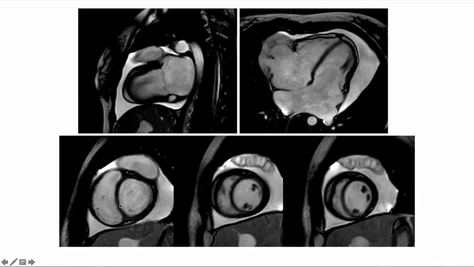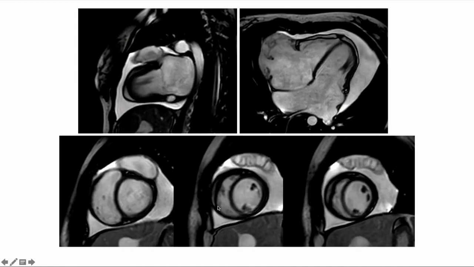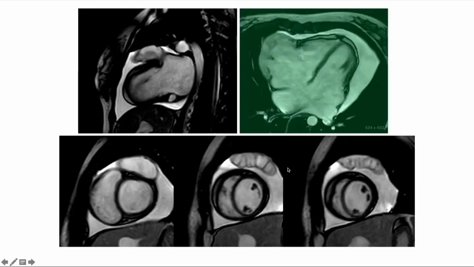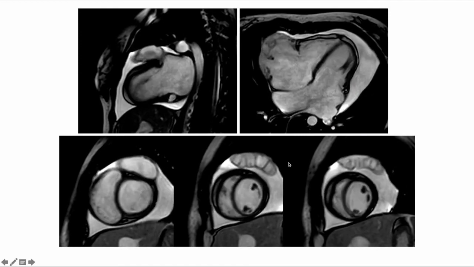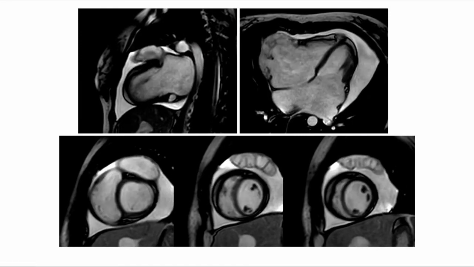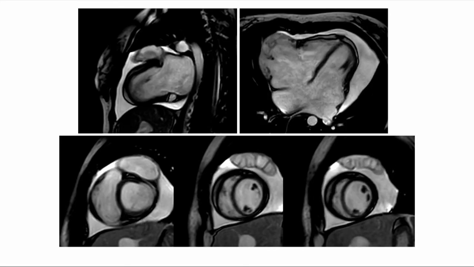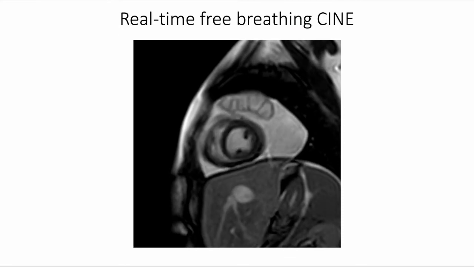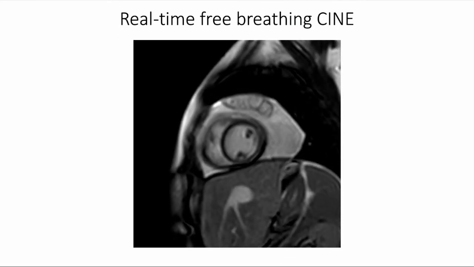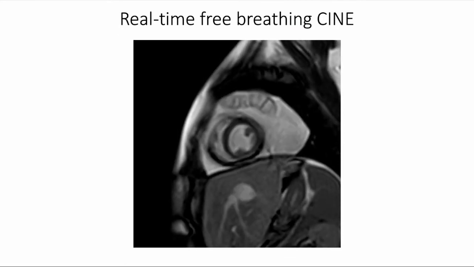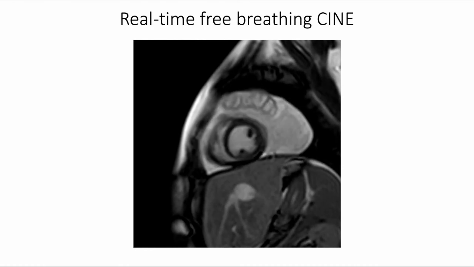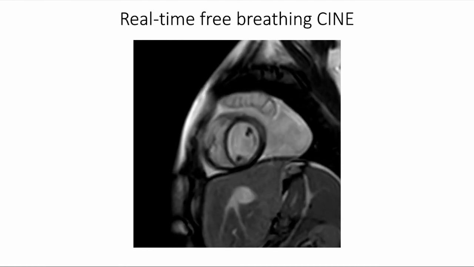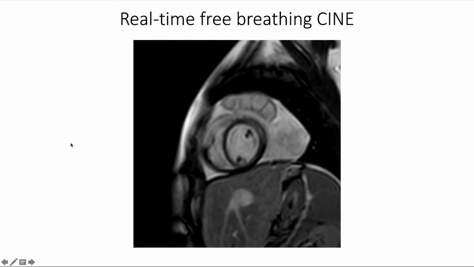If you look closely, there is some amount of shuddering happening in the basal septum. But to be sure, to differentiate this appearance, which can always be seen in the case of restrictive cardiomyopathy, you have one more important sequence which will come to our aid, namely the real-time free breathing Cine sequence. This sequence is very important in differentiating a case of constrictive pericarditis versus a restrictive cardiomyopathy.